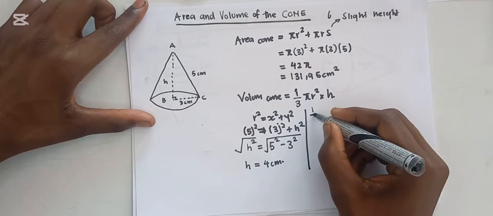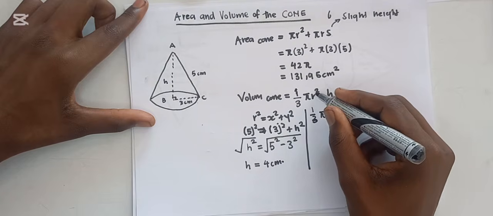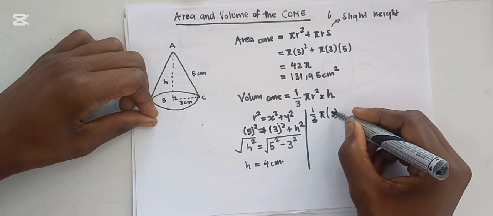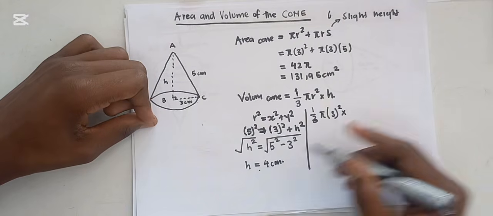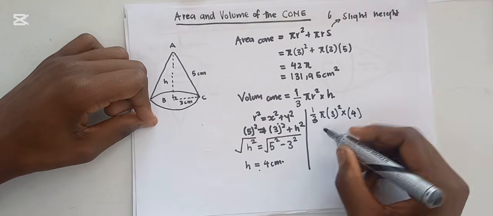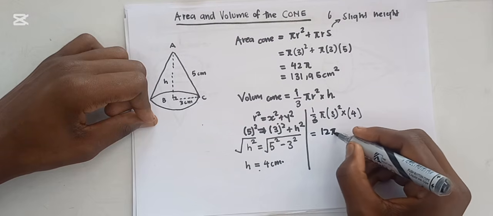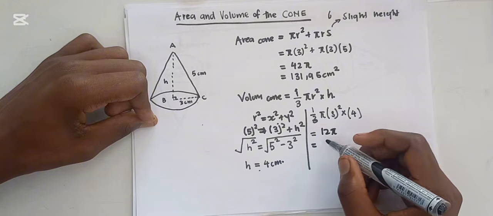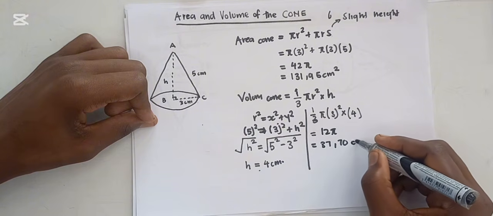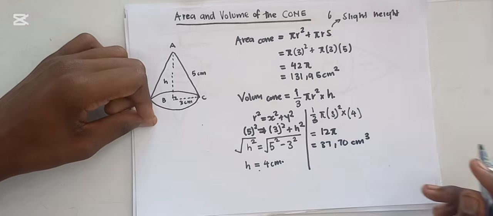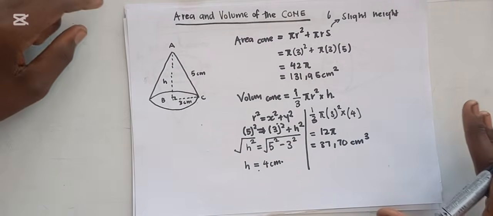So now let's substitute into our formula. It's 1/3 pi, and then our r is 3 squared, multiplied by our height. Our height, we just calculated it here, is 4 centimeters. So if you work this out on a calculator, you're going to get 12 pi, which if you round it to decimals, you're going to get 37.70 centimeters cubed, since this one is a volume.